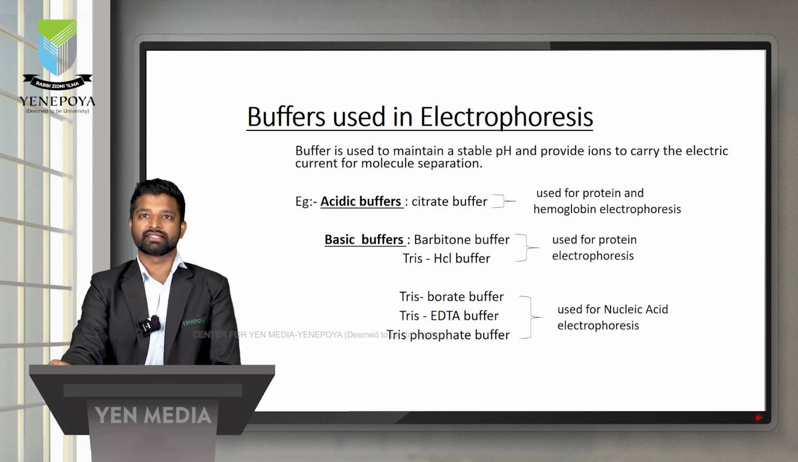An acidic buffer example is citrate buffer, which can be used for protein estimation as well as hemoglobin estimation. Under the basic buffers, we have barbitone buffer and tris HCl buffer, which can be used for protein electrophoresis. Tris borate buffer, tris EDTA buffer and tris phosphate buffer, we can use for nucleic acid electrophoresis.